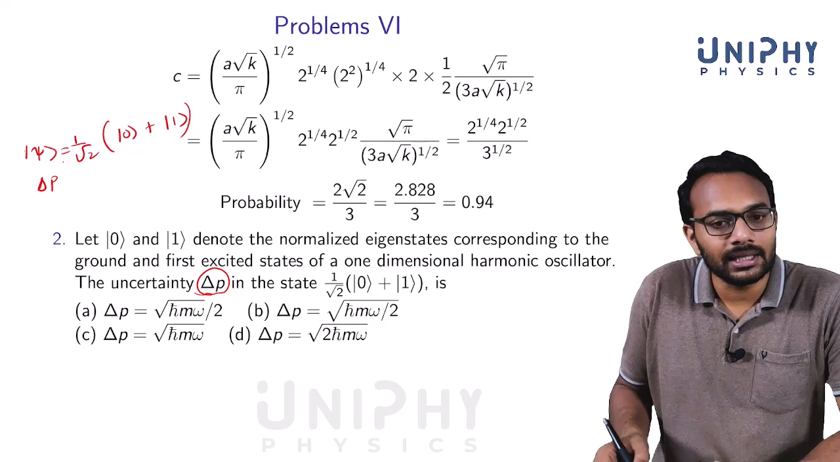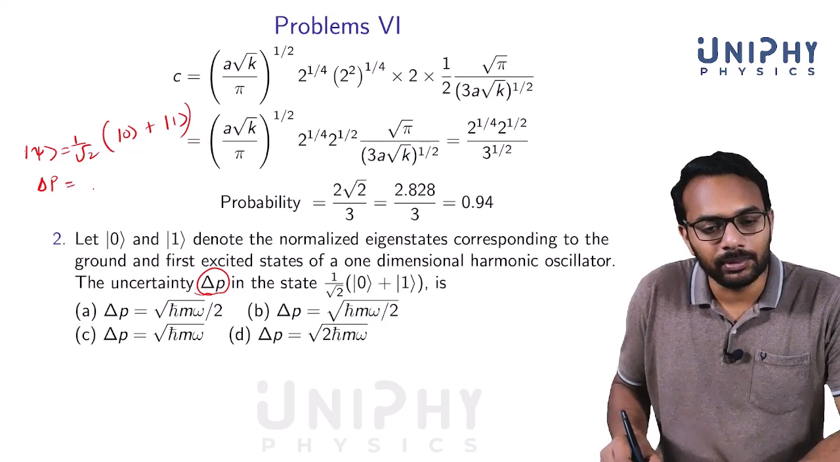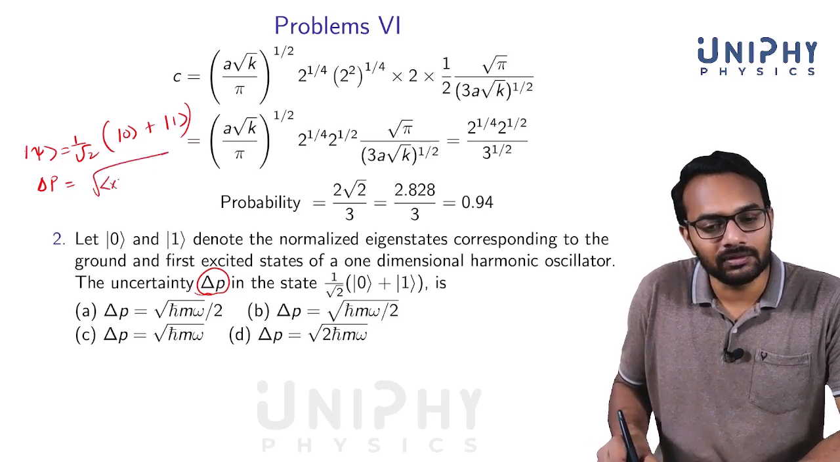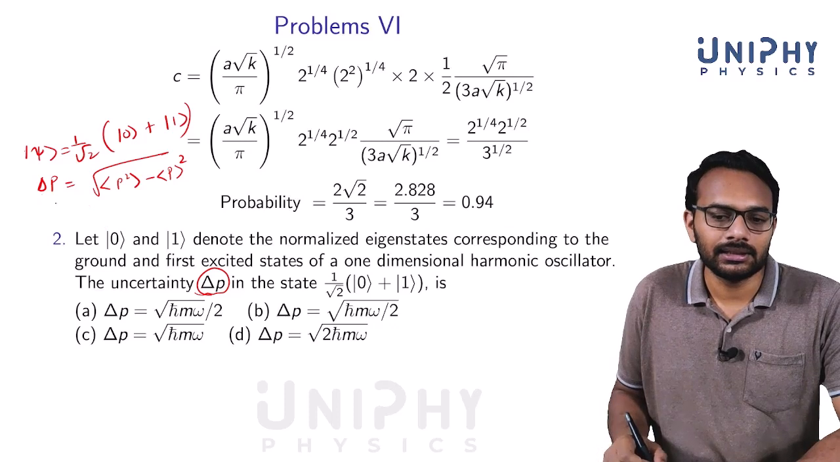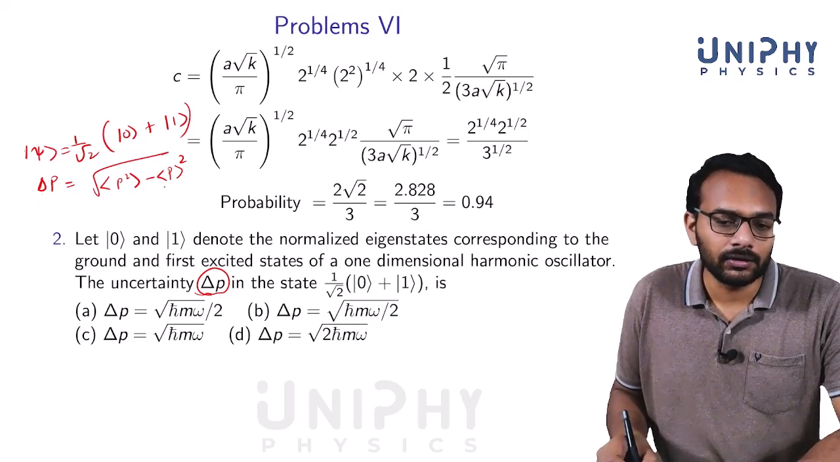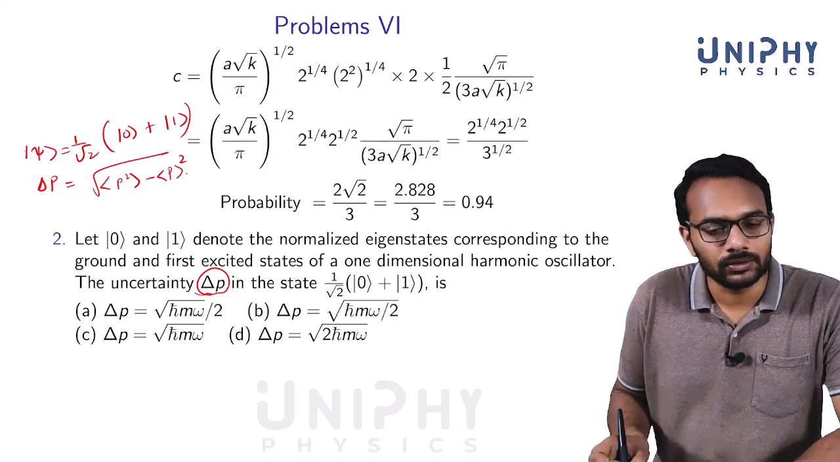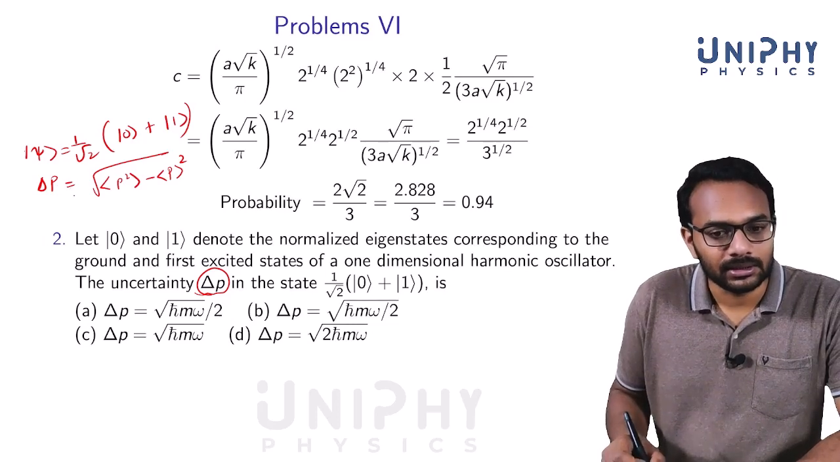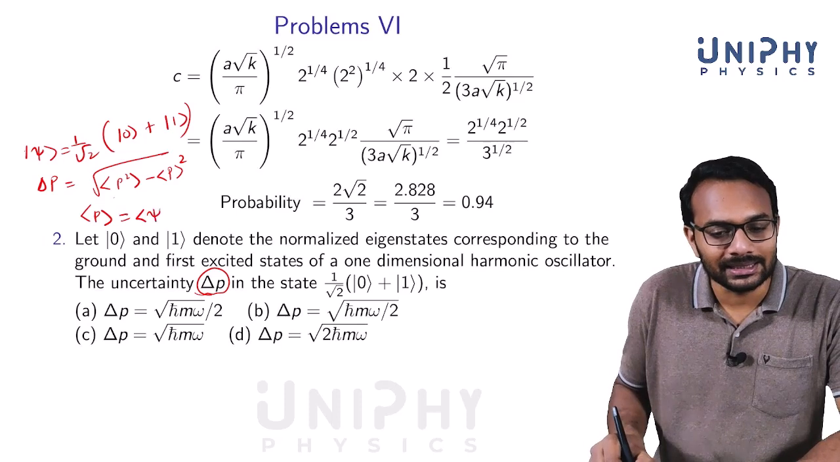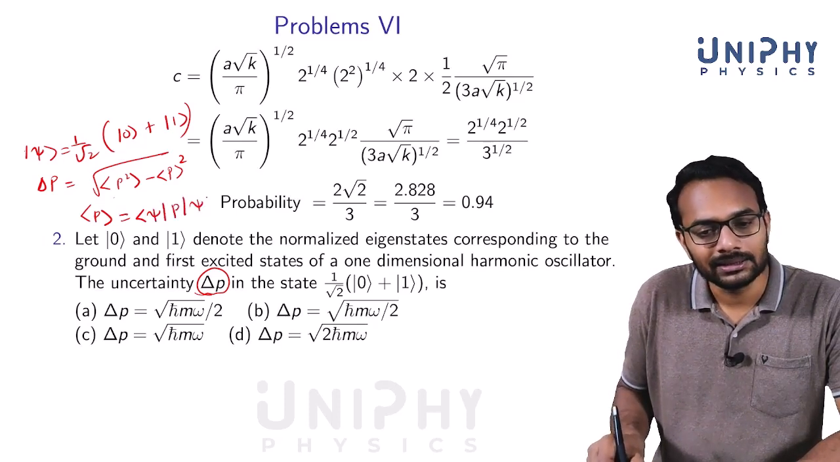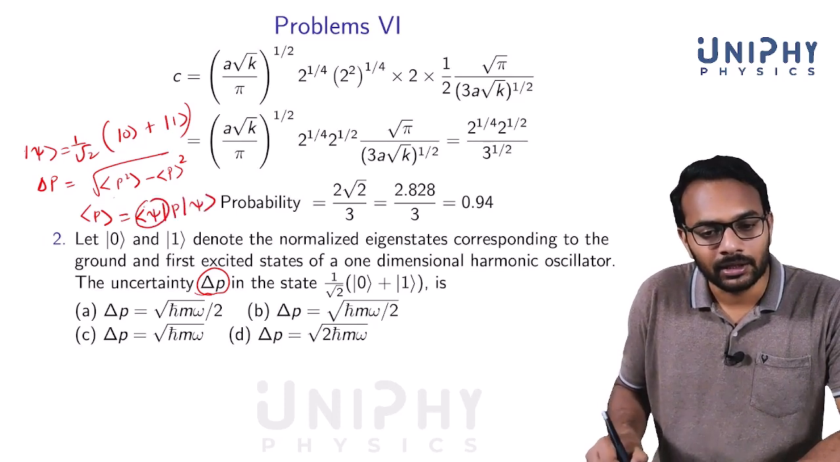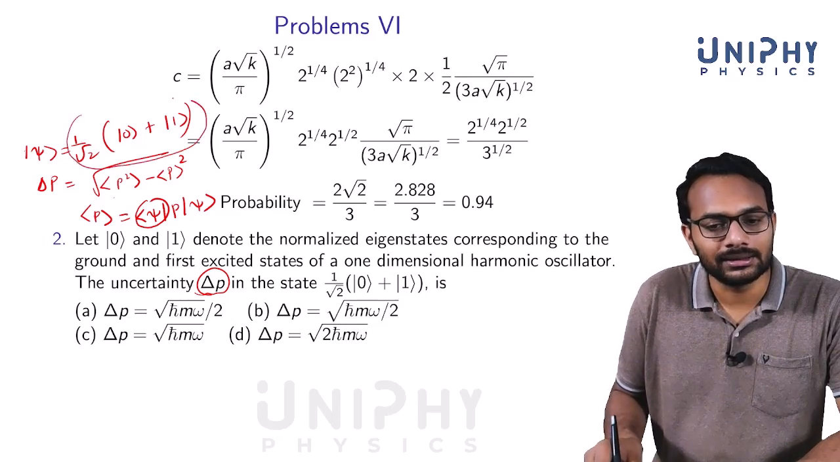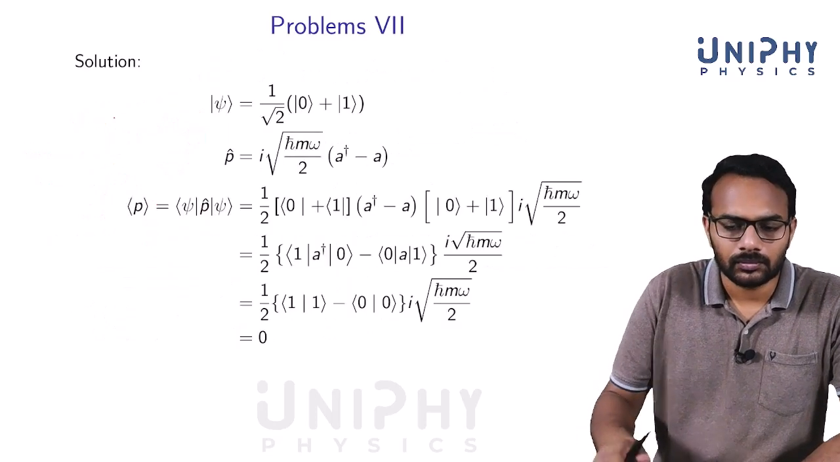How do we find delta p? The relation for delta p was this: it's the square root of the expectation value of p square minus the square of the expectation value of p. That is, the expectation value of the square minus the square of the expectation value. This is delta p. Now what do we mean by the expectation value of p? It means, in the state psi, psi p psi. So instead of psi here, we now have to use this state. That's all, so let's do it.